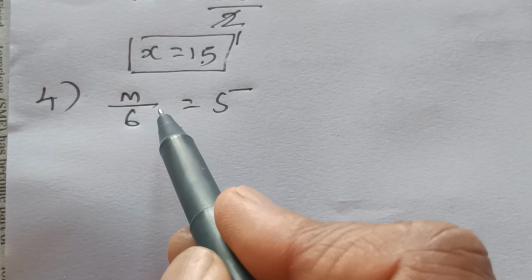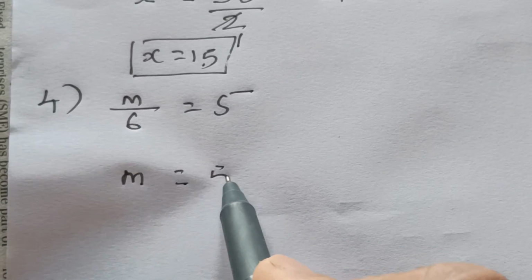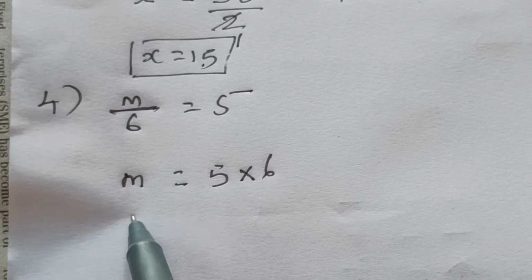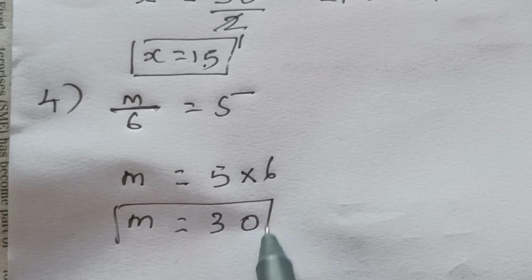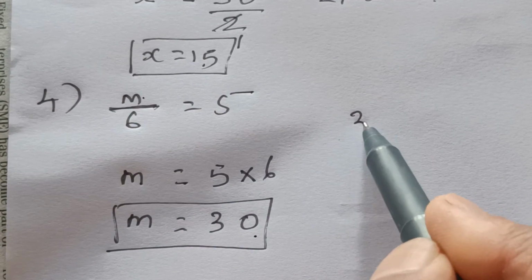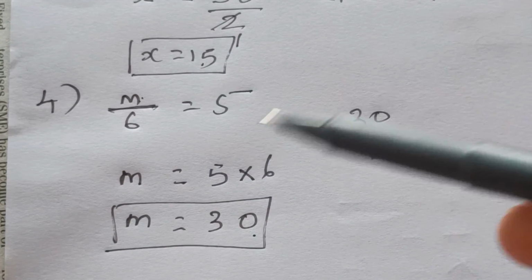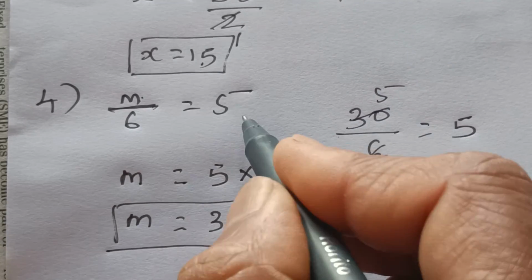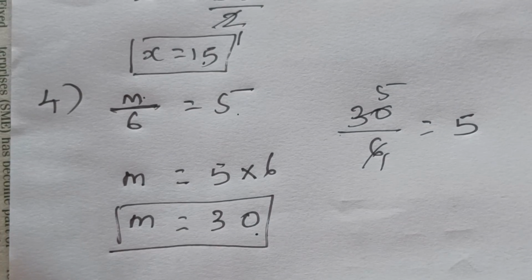What is the operation here? Division. The variable m is equal to 5. Division changes to multiplication. So m is equal to 5 sixes are 30, is the solution. Now, shall we check? In the place of m, we have to put 30. 30 by 6. What do you get? 6 ones are 6. 6 fives are 30. We are getting the same 5 as the answer. This is the solution.